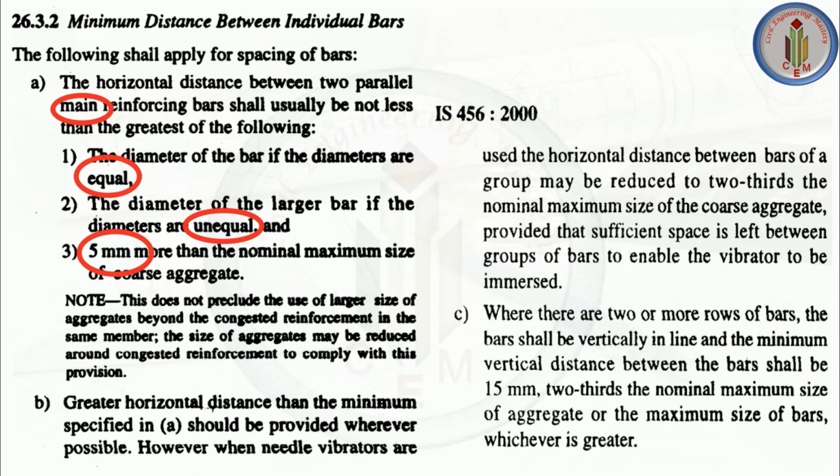For example, let's consider the diameter of the bar is 25 mm. Size of aggregate is 20 mm. Along with that, we need to add 5 mm extra. Then it becomes 25 mm. So in this case, we have to provide the spacing between bars as 25 mm. So this is the greatest. So minimum we need to provide this much spacing.